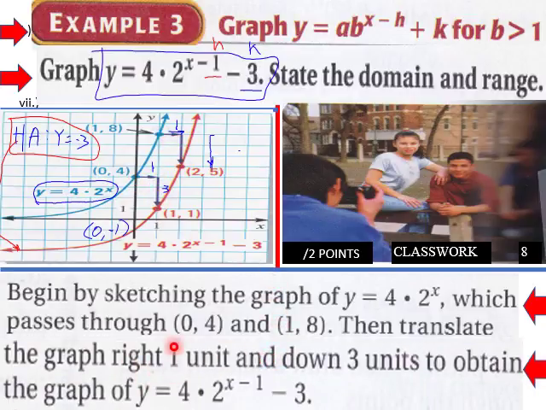Then translate the graph right 1 unit and down 3. So it's right 1 and then down 3 here. Here's our translations for this graph here. So we translate 1 to the right, down 3, 1 to the right, down 3. And we have our 2 points here that we can sketch through. And then for this one here, when x equals 0, 4 times 2 to the negative 1 minus 3, what would that be? I don't know. Go on your table, students.